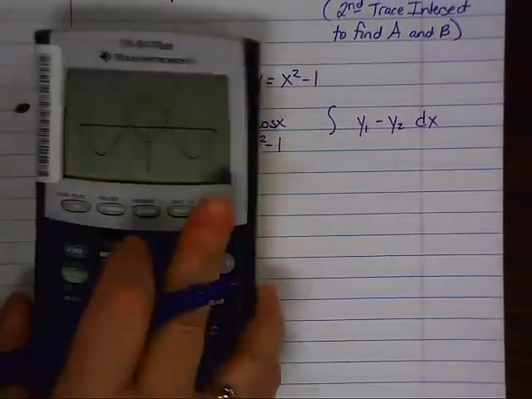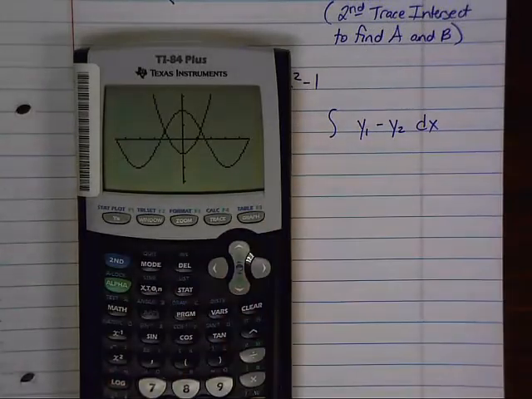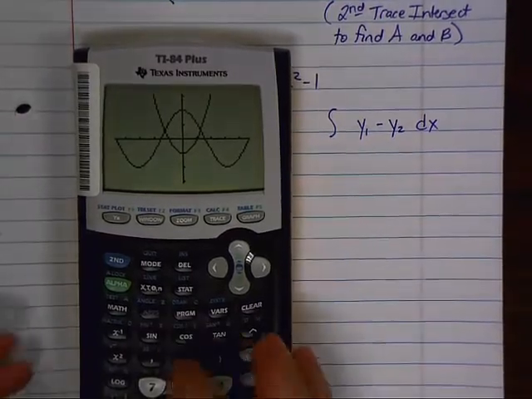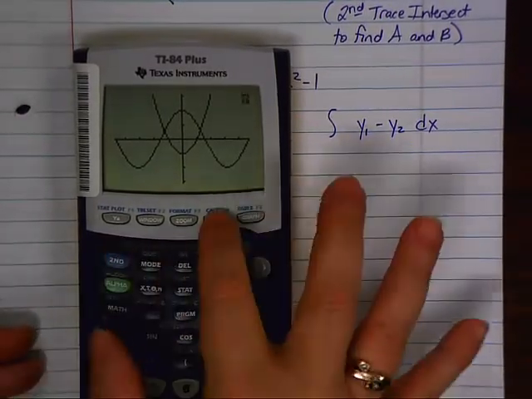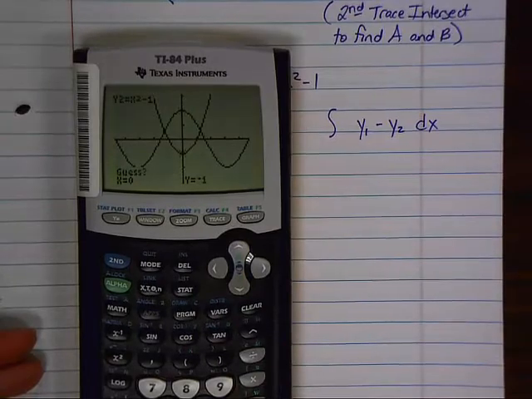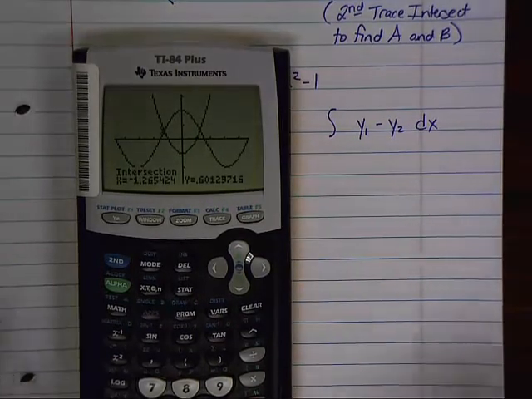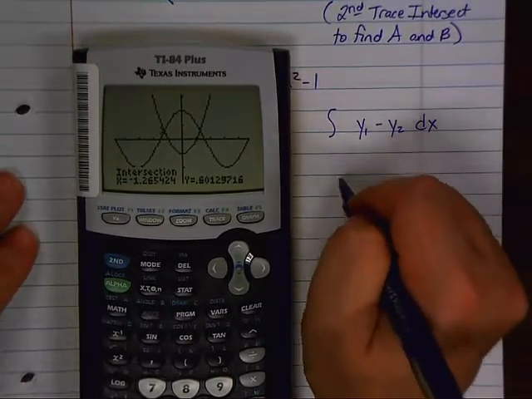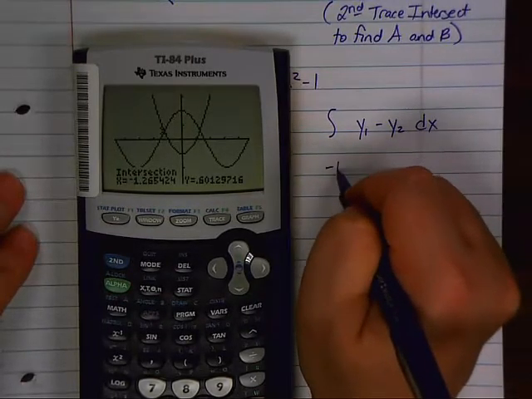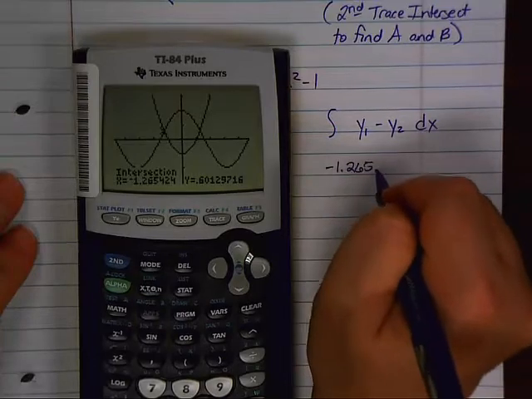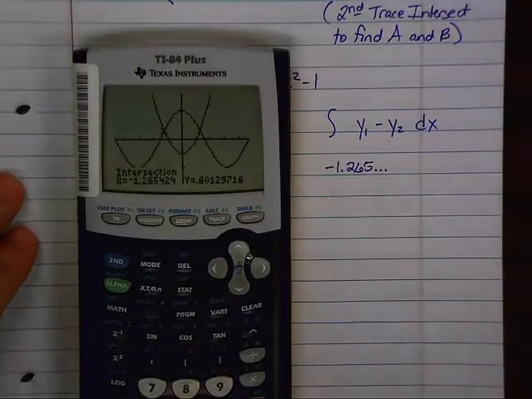Okay? So what I need you to do is I want you to go ahead and go through the steps and find the left intersect point right now and just stop at that screen right there. Second, trace, intersect, enter, enter. It's close to -1. Okay? So I'm going to write down -1.265 ... This is what the AP exam wants you to do.